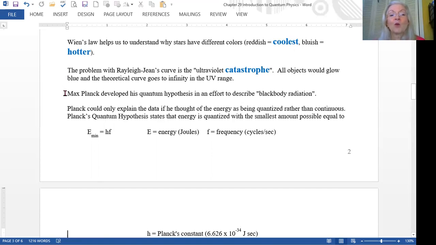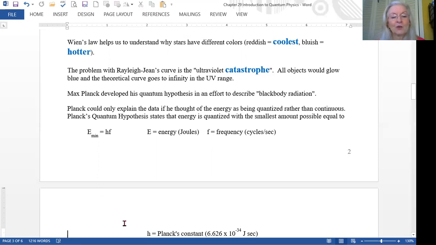Max Planck developed a quantum hypothesis in an effort to describe black body radiation. The only way he could do it is if he thought of the energy as being broken up into discrete packets or quanta. So rather than being continuous with any number possible, just like charge is broken up into discrete packets of 1.6 times 10 to the minus 19 coulombs, Planck said energy is broken up into these little individual packets, and they're equal to h multiplied by the frequency.